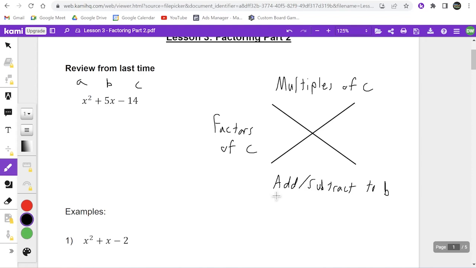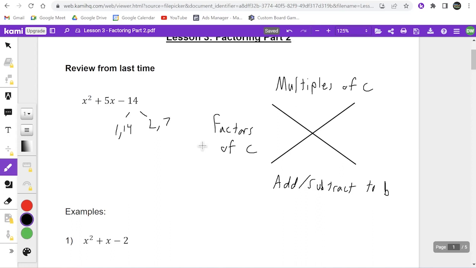The way I do it, if you remember, is I start out by looking at C, the negative 14, and I ask myself, what are the factors of 14? So I know for a fact there's 1 and 14. That's one pair of factors. Then there's 2 and 7. And are there any more? No. So it's just two pairs of factors.